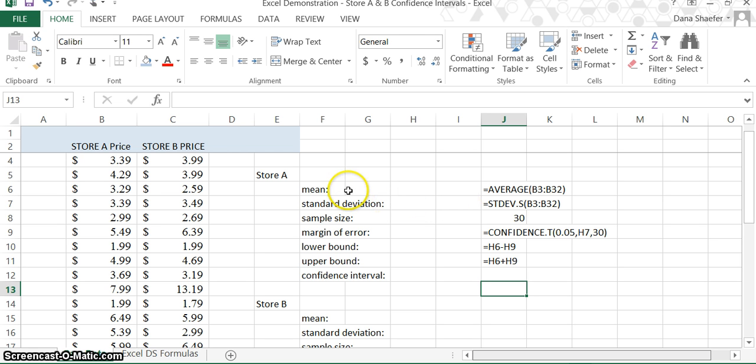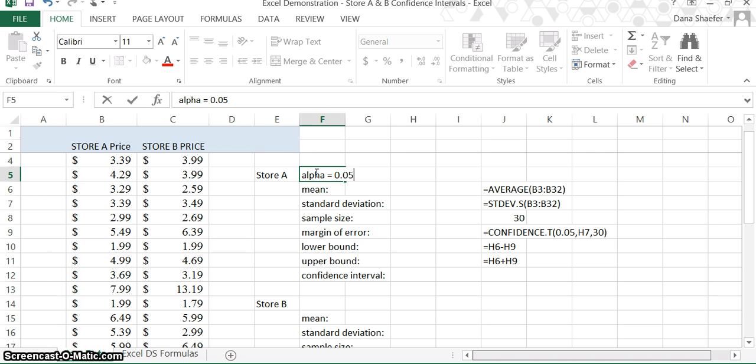So the things that I need that I have set up in this column is I need the mean, I need the standard deviation, I need the sample size, I need a margin of error, and then I'm going to calculate the lower bound, the upper bound, and then I'm going to give the confidence interval. So let's just put up here at the very top, let's say that I'm doing this with an alpha of 5%. And we'll do that with both of the two stores.